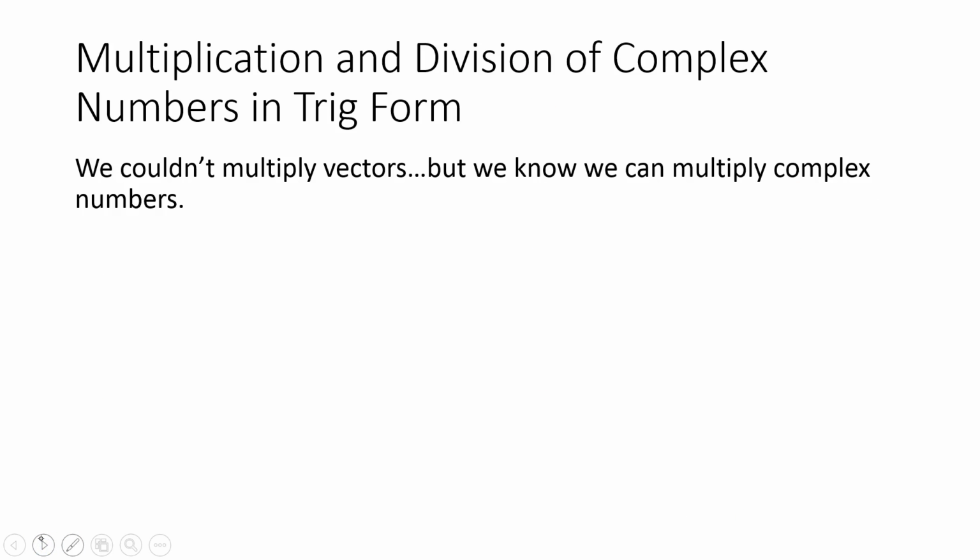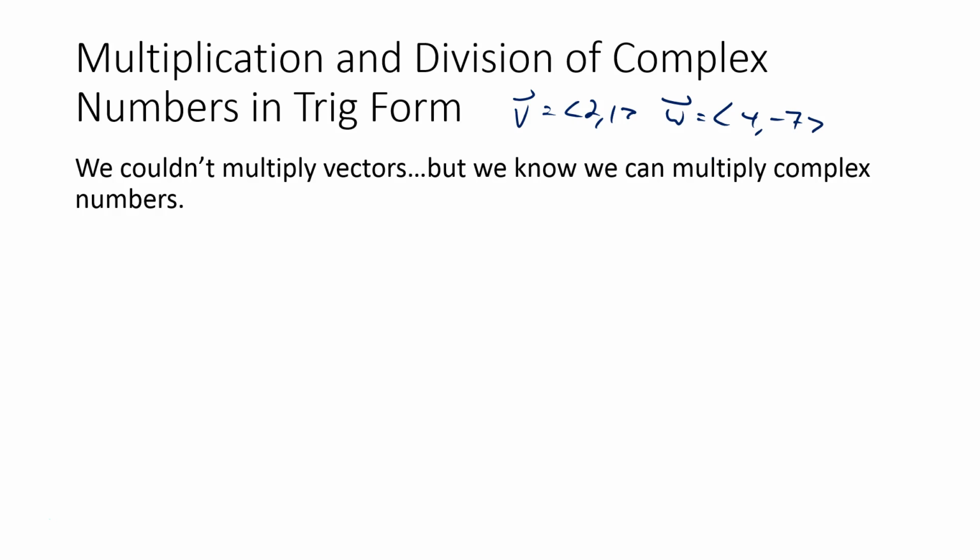So, multiplication and division of complex numbers in trig form. We couldn't multiply vectors, right? When we had v equals (2, 1) and w equals (4, negative 7), something like that, we couldn't multiply them. We talked about the dot product and just touched on the cross product, but the dot product gave us a number. It did give us a new vector.